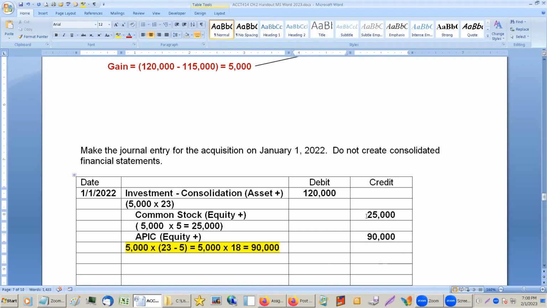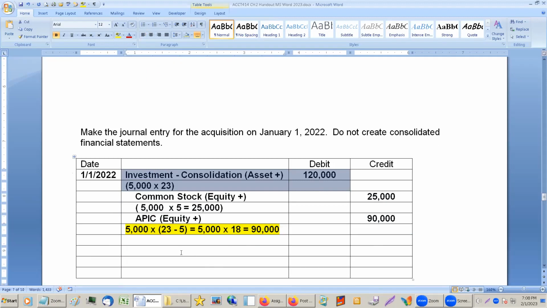And so here's what we gave up. We gave up 115,000. We got 120,000, so we're going to have a gain of, put down here.